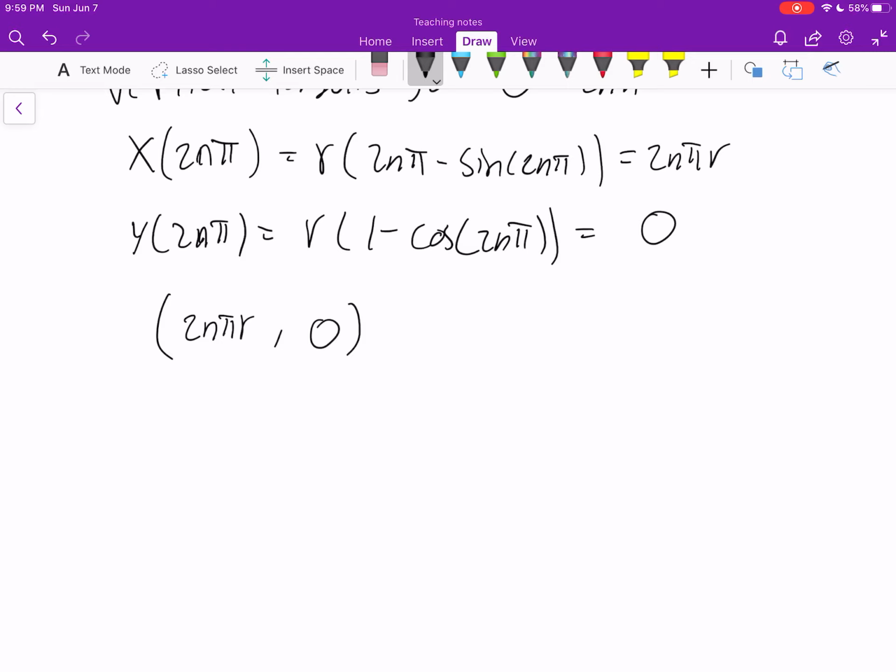And that's the end of this problem. So this was a little more complicated, but you can look at the graph of the cycloid and you'll actually see this happening. The vertical tangent lines happen periodically at 2n pi r, and the horizontal tangent lines happen at the odd multiples of pi times r. So I'm going to stop this here, and now we're going to talk about integrals. We'll move on to the a little more fun stuff.